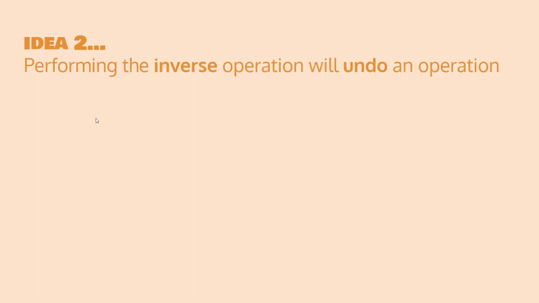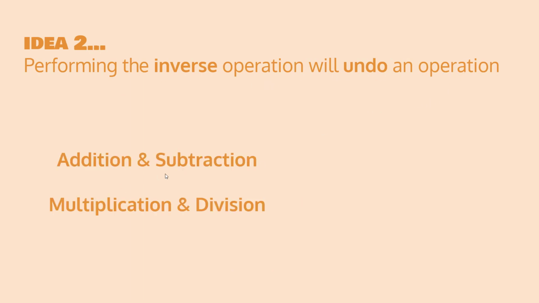And the second big idea is performing the inverse operation will undo an operation. So for example, addition and subtraction are the inverse of each other, they're the opposite. And multiplication and division are also the inverse of each other. Later on, you're going to learn more about other types of operations. You might have already learned some of them, like squared and square root. But in this video, we're just going to focus on these four operations here. So let's see how this works.